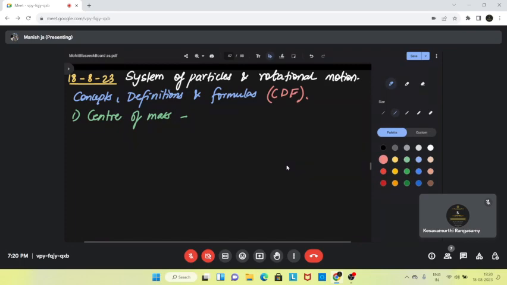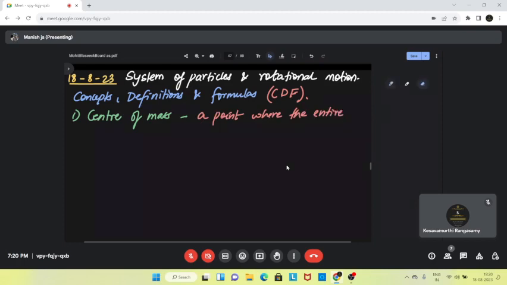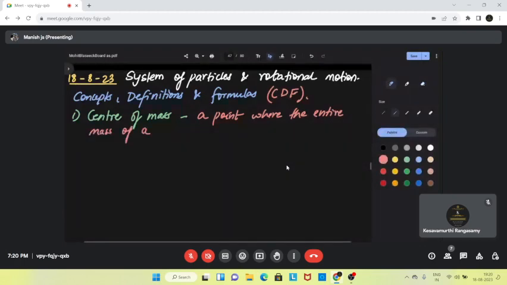So I'll just make a note here. It is a point where the entire mass of a system is said to be concentrated. Such a point we define in simple terms as the center of mass. I hope this part is clear.